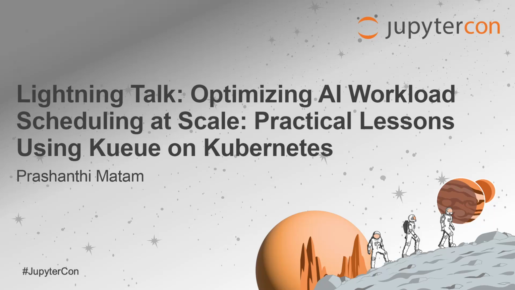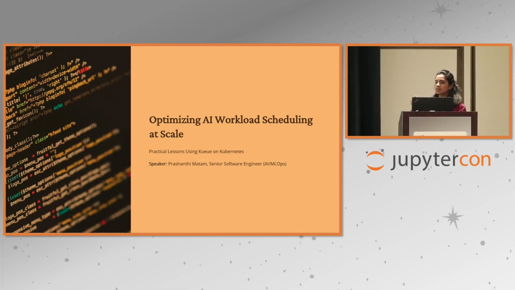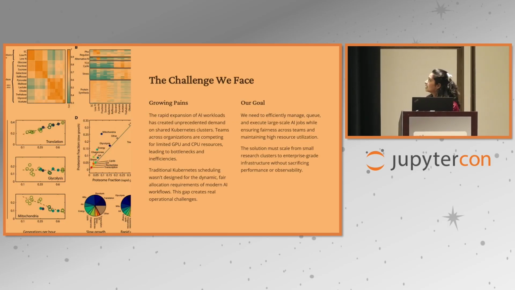Today I'm presenting how we optimize our AI workloads, which mostly use GPUs and CPUs. How do we optimize them using Kueue on Kubernetes? That's a summary of what I'm presenting today. I wanted to explain the challenges we are facing right now.